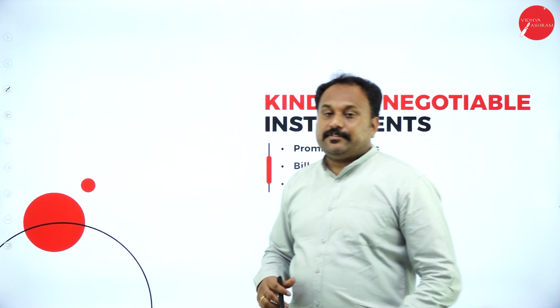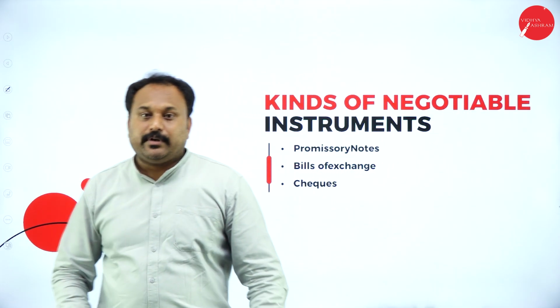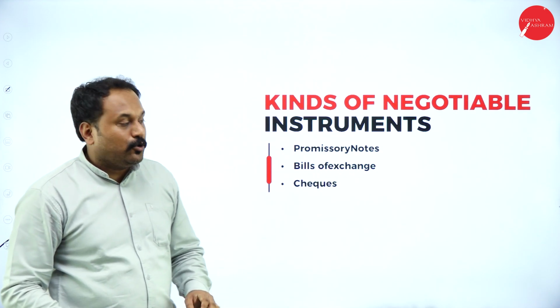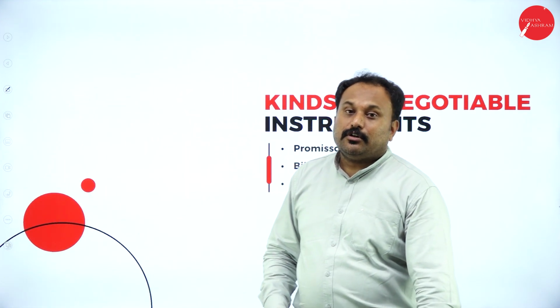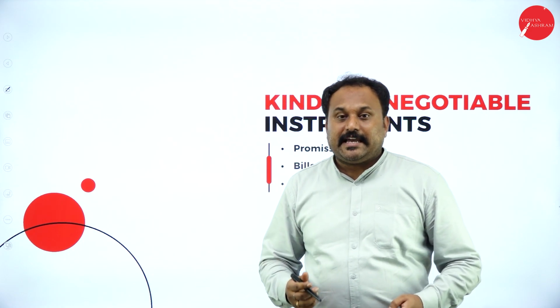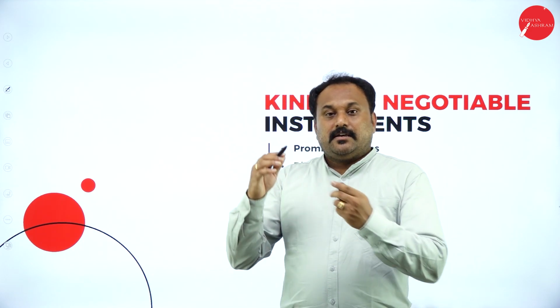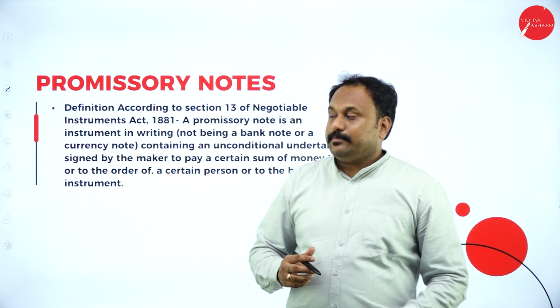So what are the kinds of negotiable instrument we have? We have three. The first one is the promissory note, bills of exchange, and then we have checks. So promissory note, bills of exchange, and checks, these are the three kinds of negotiable instrument.